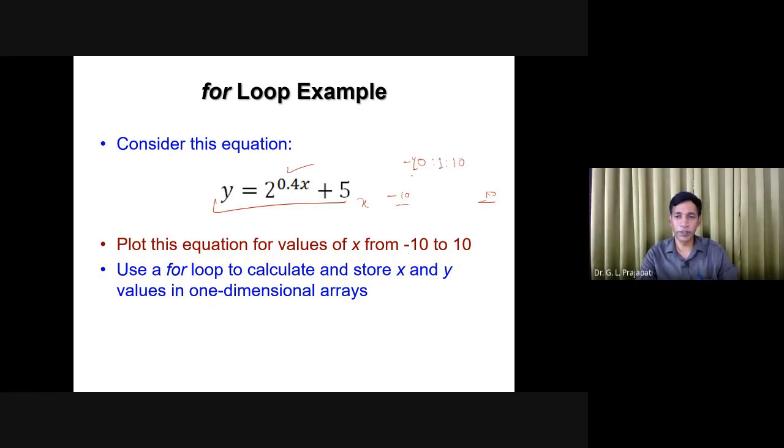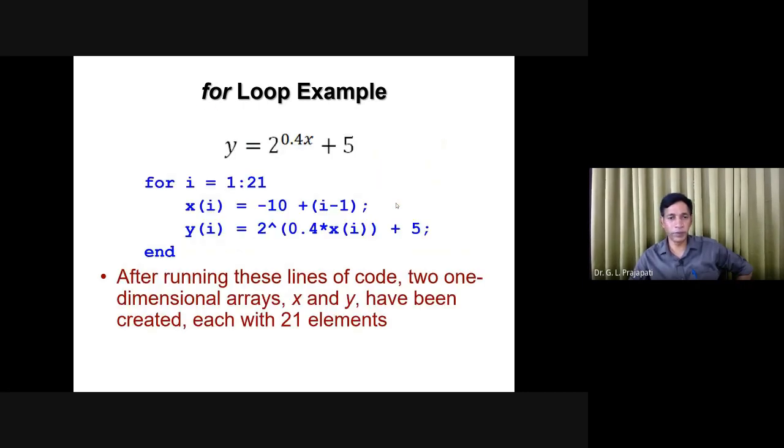Otherwise, from minus 10 up to 10, the default step is 1 already, so you can use this statement for x and you will get the points from minus 10 to 10. But how can you do the same thing with the help of the for loop? How can you compute x using the for loop? We want to plot this, x goes from minus 10 to 10, and for every value of x you need to compute y. This is just one way you can do it.